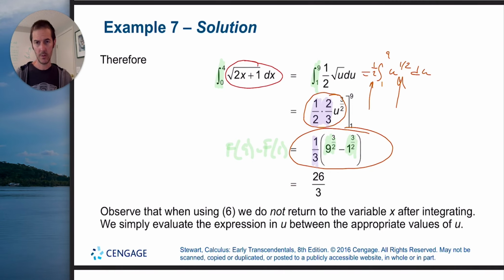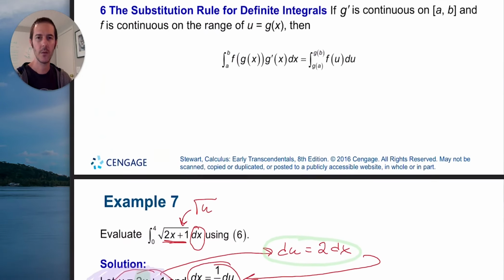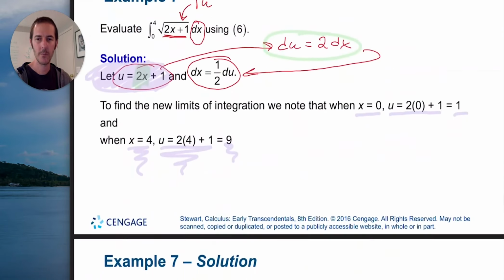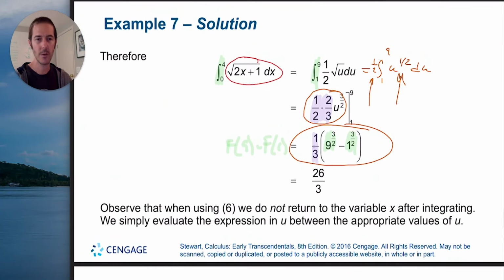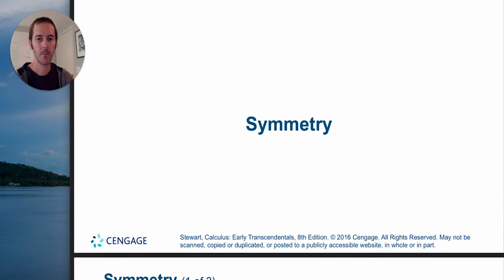At the bottom of this slide, it says to observe that when using number 6, and number 6 is the substitution rule for definite integrals, we do not return the variable to the variable x after integrating. We simply evaluate the expression in terms of u between the appropriate values of u. In other words, don't forget to change your limits of integration.